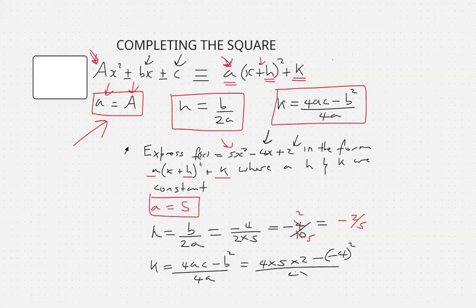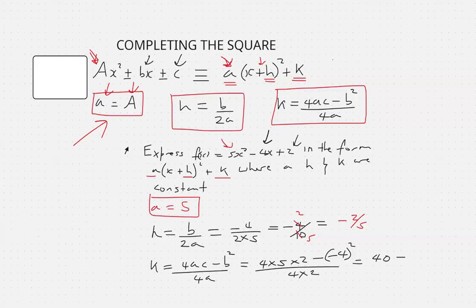4 times 5 is 20. 20 times 2 is 40. Minus negative 4 squared is 16. And that's going to be all over 8.